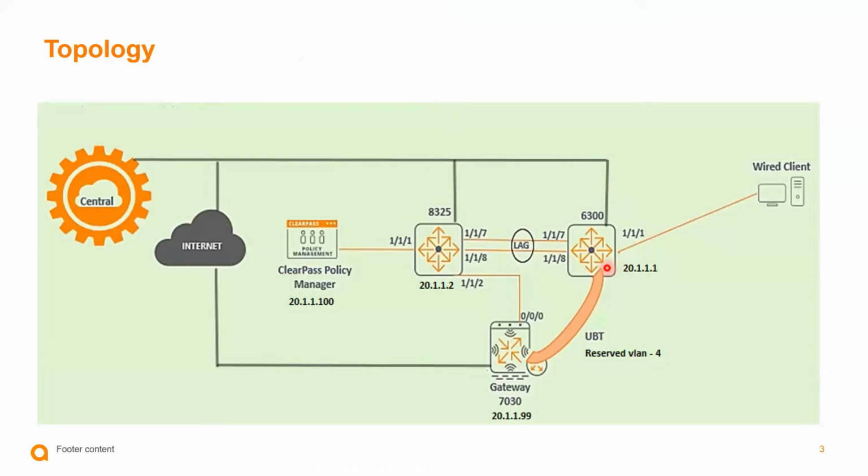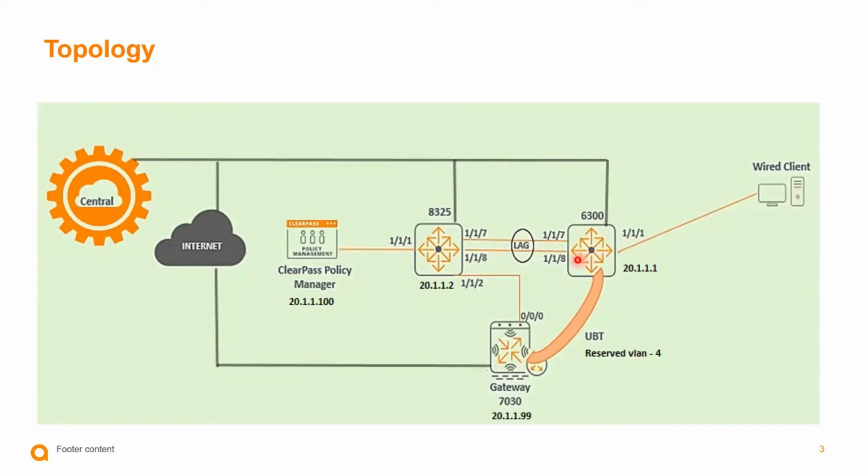So we need the access switch, the aggregation switch, and the Aruba gateway, and then the ClearPass Policy Manager acting as a RADIUS server. Our access switch, aggregation switch, and Aruba gateway are connected over the internet and centrally managed by Aruba Central. So all the configurations of these three devices will be done only through Aruba Central. And we have a wired client that is acting as a UBT client post authentication.